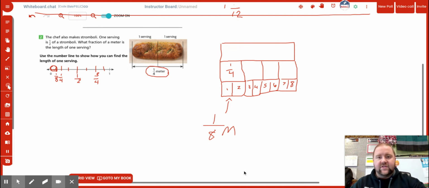Hopefully this example helps. And remember, we always like to start out with the whole piece and then what we're breaking that down by, and then what we're breaking that down by.